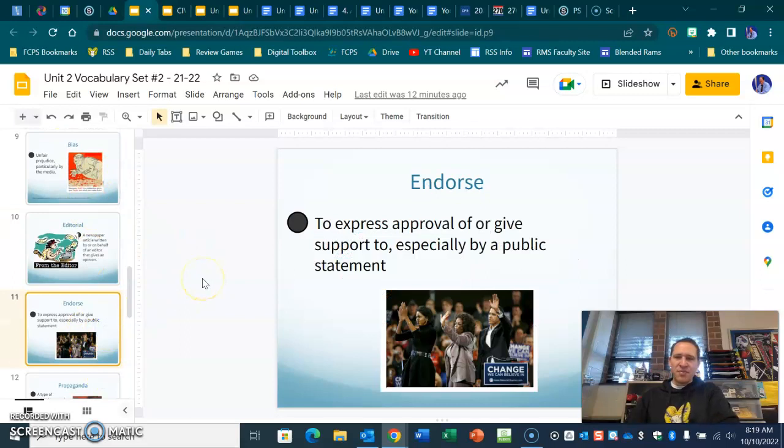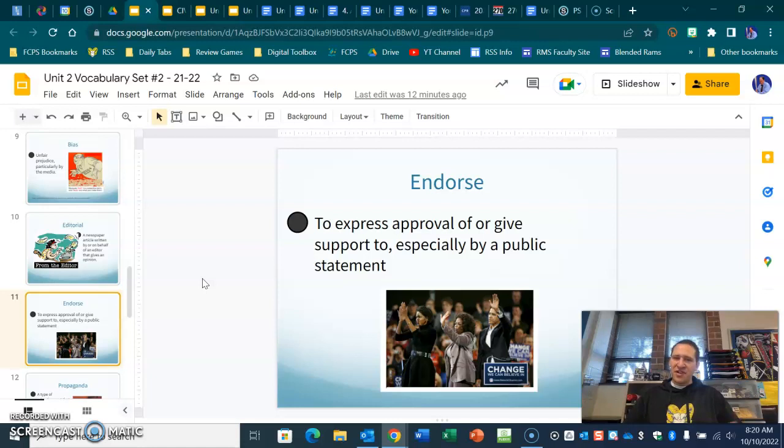All right, endorse is a very important word that you'll see on your quiz or assessment. It's a good word that describes politics, right? Here you can see Oprah Winfrey in the middle, standing with Michelle and Barack Obama. And he's got his campaign slogan there, change we can believe in. And you can see she is endorsing them.